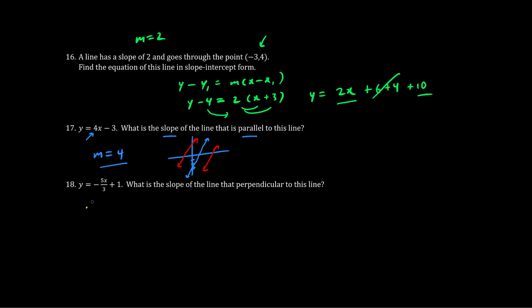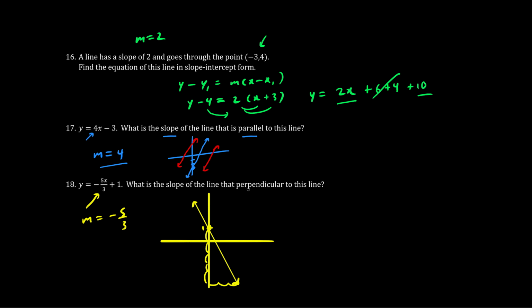And finally, we have a line here. The slope is equal to negative 5 over 3. And if we're to draw this, one would be here, the y-intercept. The rise is minus 5, 1, 2, 3, 4, 5, and the run would be 3, 1, 2, 3. So this line here would be downhill.